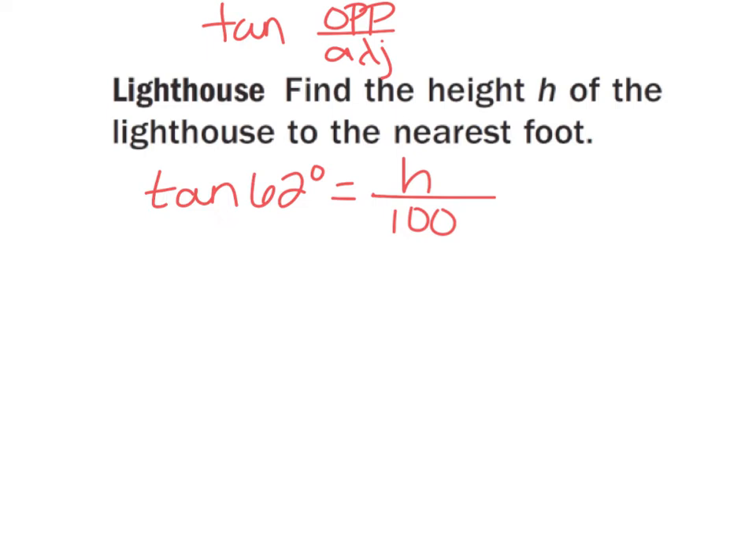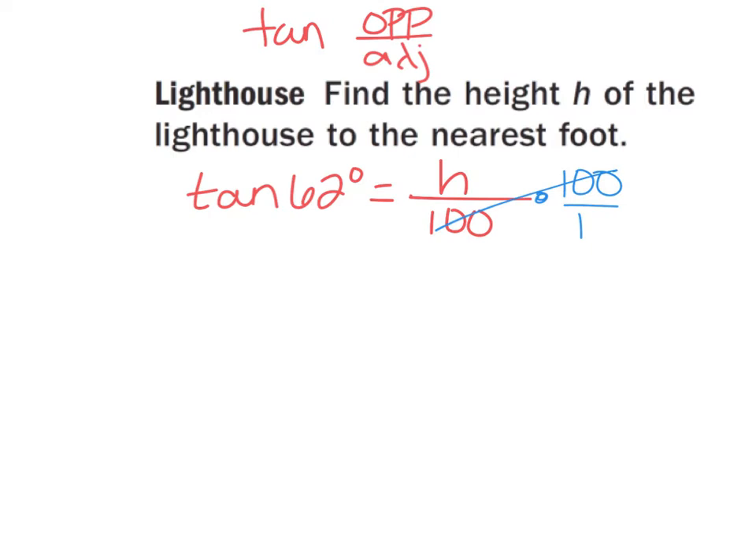So how would I get the h by itself? Well, I would simply multiply this by 100 over 1 because they cancel, right? So what I do to one side, I have to do to the other side of the equal sign. So now I have 100 times the tangent of 62. So I have 100 times tangent of 62 degrees is equal to h. So now I'm ready to just stick this in my calculator right here. So 100 times the tangent of 62.